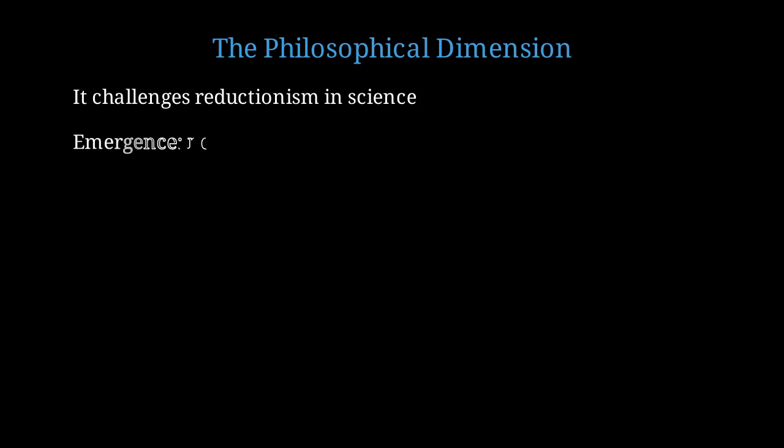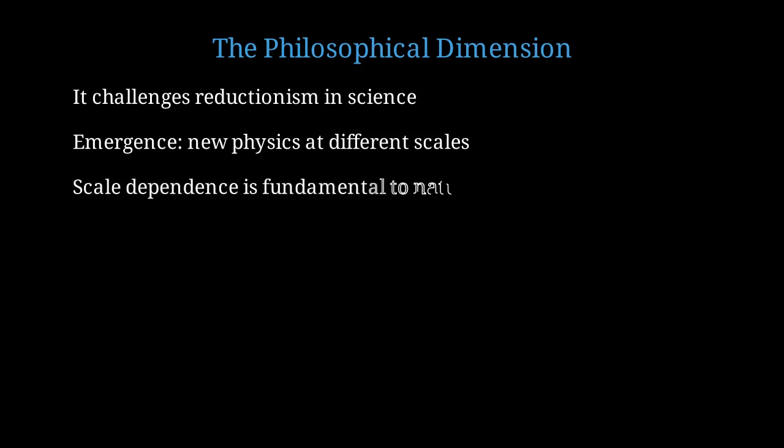Finally, let's consider the deeper philosophical implications of this paradox. This paradox challenges naive reductionism. You cannot understand nanoscale systems by simply scaling down bulk equations. It demonstrates emergence. Genuinely new physics appears at different length scales that cannot be trivially predicted from knowledge at other scales. Scale dependence is not a complication to be eliminated, but a fundamental feature of how nature works across hierarchies of organization.